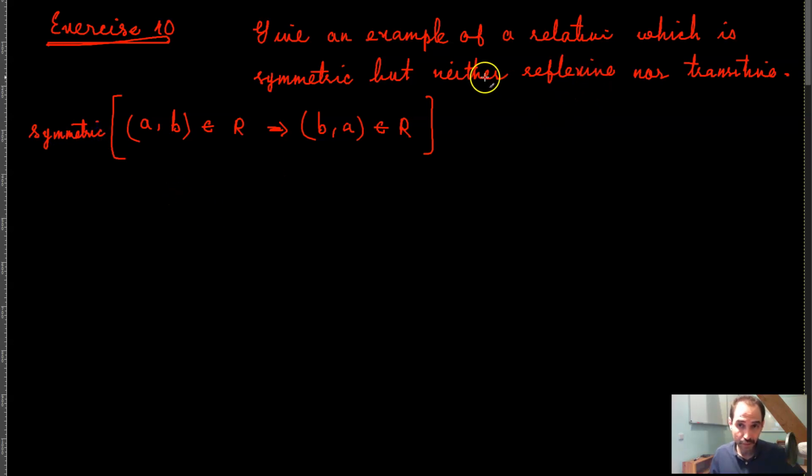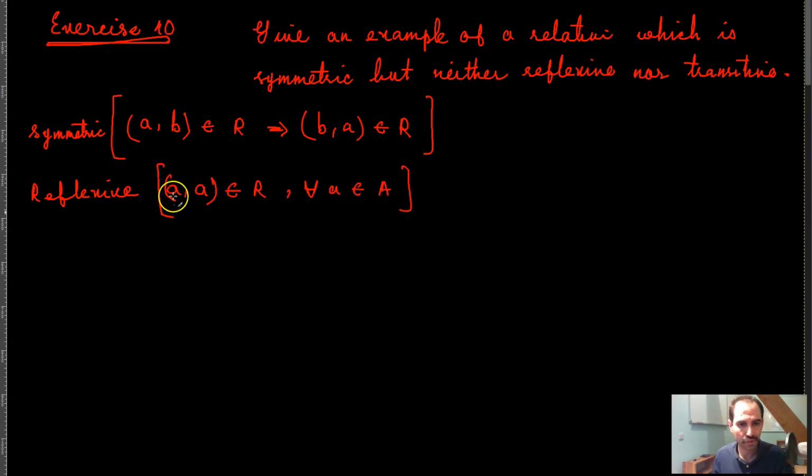Now, if it's not supposed to be reflexive, then (A, A) is not supposed to belong to R, meaning that the condition for reflexive is that (A, A) belongs to R for all A belonging to the set A. So this should not be the case. If you want the relation not to be reflexive, this should not be the case.